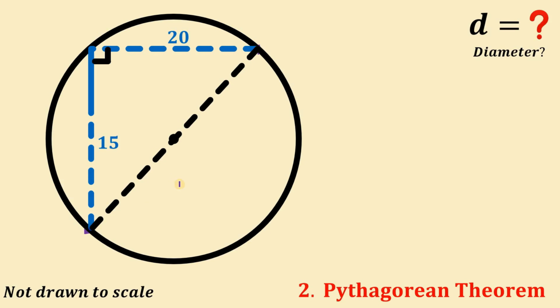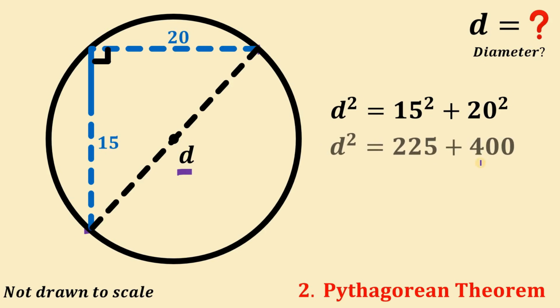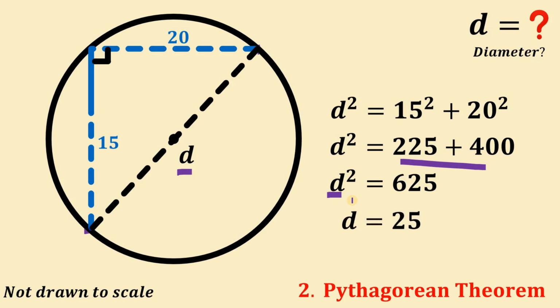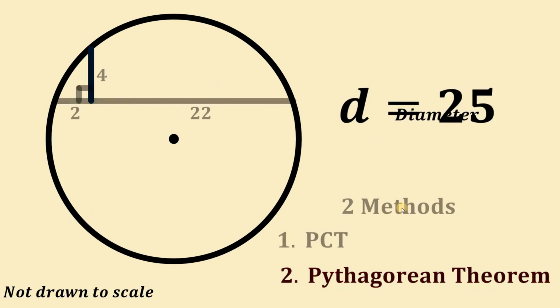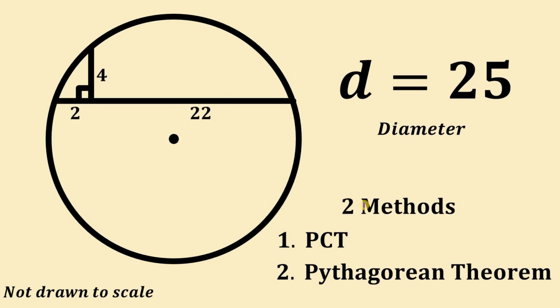And this is what we want to find. So let's call this d. Now, using Pythagorean theorem, we can solve for the value of d. So we have d squared equals 15 squared plus 20 squared. Now, 15 squared is 225 and 20 squared is 400. Adding these two together, we have 625. Get the square root on both sides to find the value of d. Sure enough, we get d equals 25 units. And that is our answer to this question.